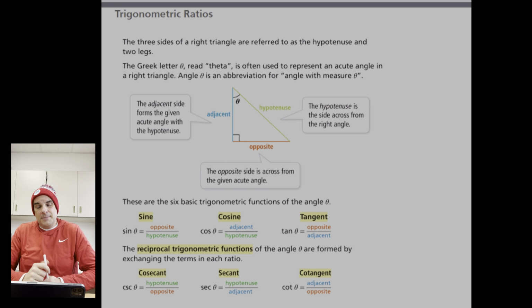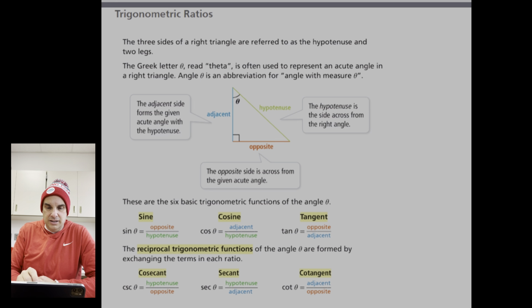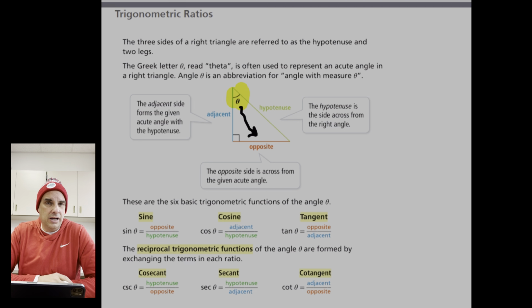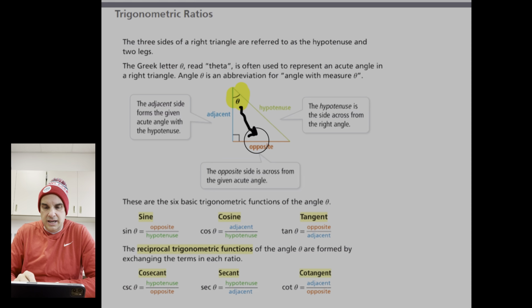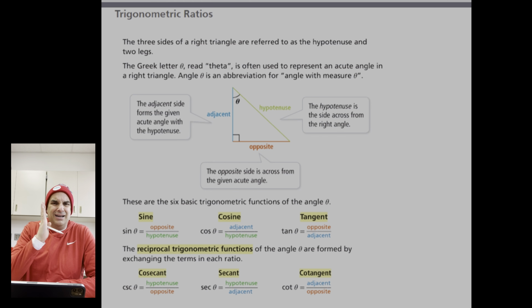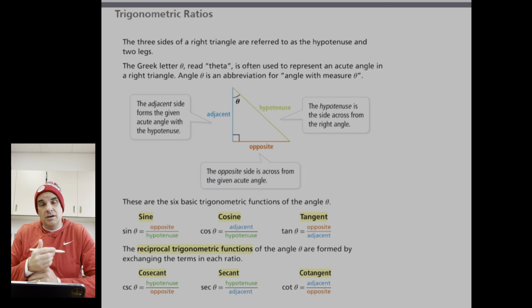In this case, we've got theta sitting here in the upper corner. So the side furthest away from it, or across from our acute angle that we're looking at, that's the opposite side. The adjacent side is the side that I always just say is in contact with our reference angle, our angle theta or our acute angle, that's not the hypotenuse. And obviously, that hypotenuse is exactly what it is.